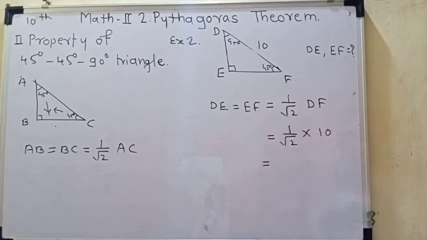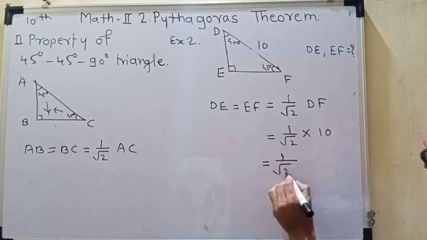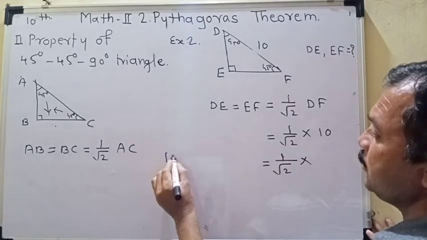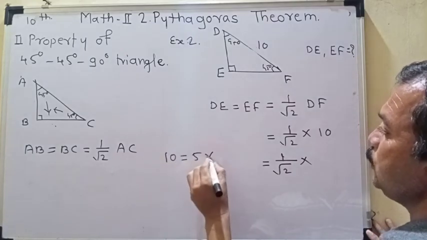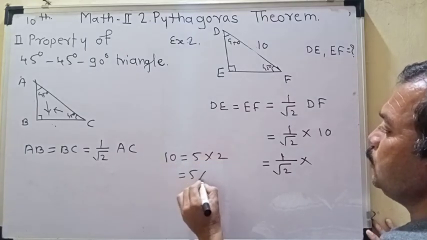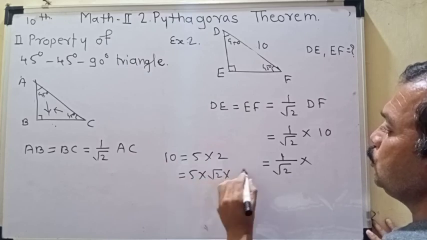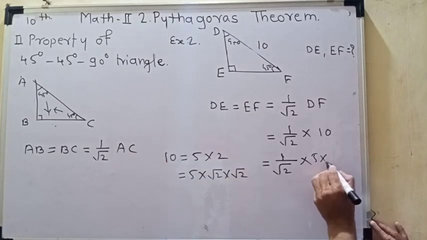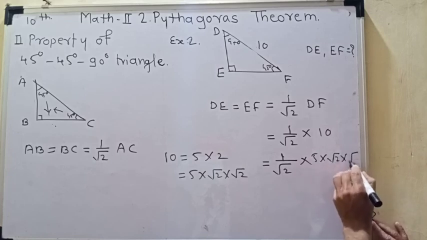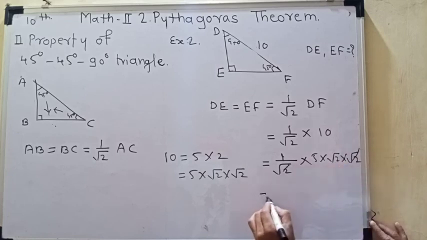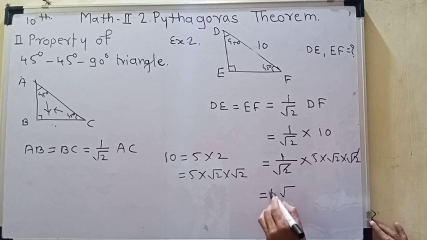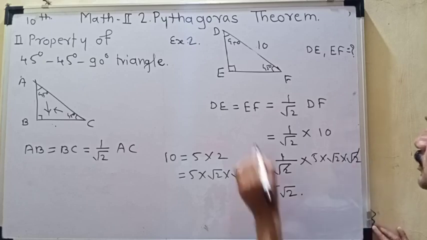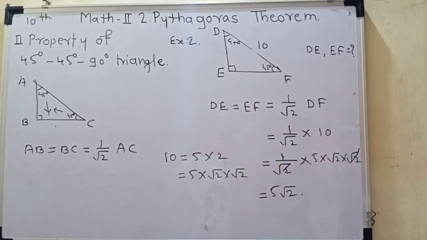Now to divide this, make it 1 upon root 2 and 10 can be written as 5 into 2, and 2 is root 2 into root 2, because we have to cancel this root 2. That is 5 into root 2 into root 2 over root 2. One root 2 gets cancelled and it is 5 root 2. That is, DE and EF are 5 root 2.